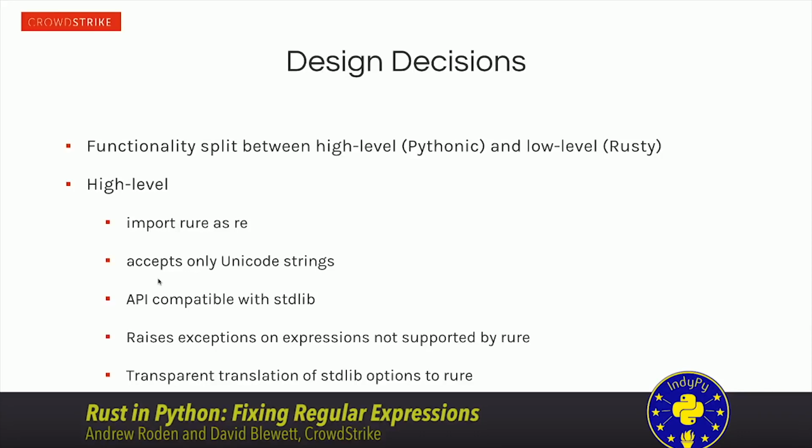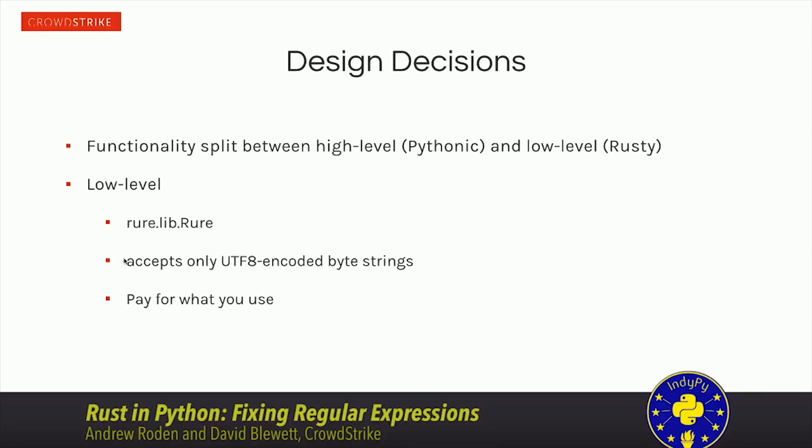The rure-python package duplicates that API exactly, so you can just simply do import rure as re and do the exact same operations that you would need to do. We expose the constants that the standard library does, the same module level functions, the same objects, the match object, all of those interfaces are exactly the same as the standard library.